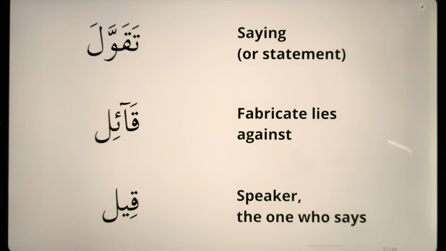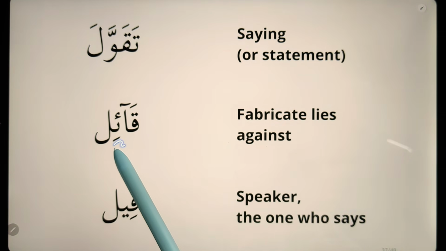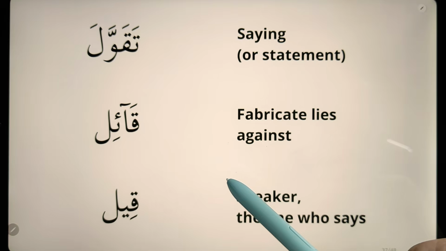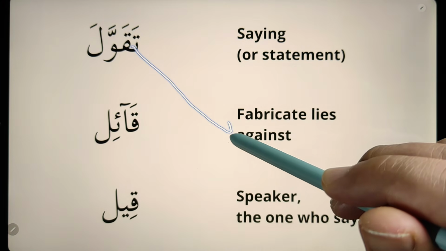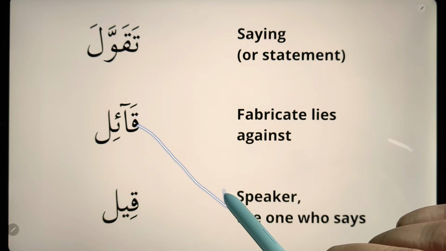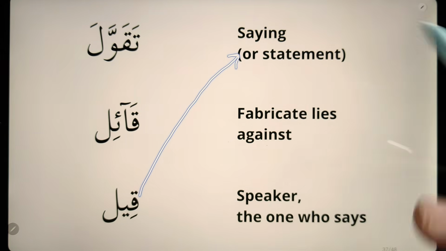Let's try one more time. تقول, قائل, قيل. I will give you a few seconds. تقول will go with fabricate lies. قائل is speaker or someone who says, and qil is saying.